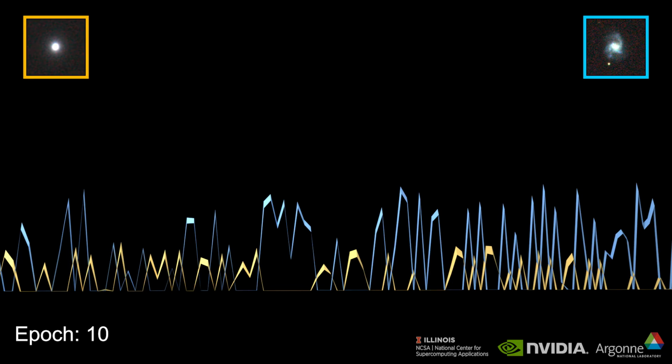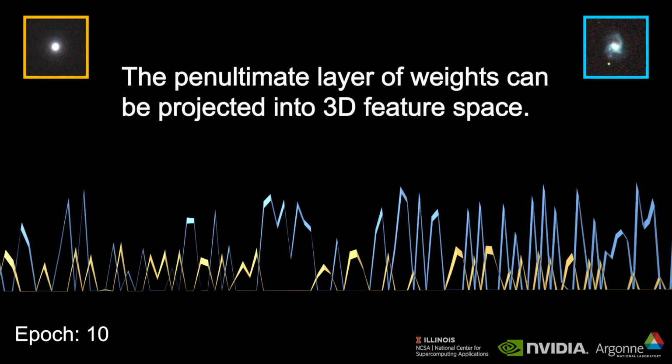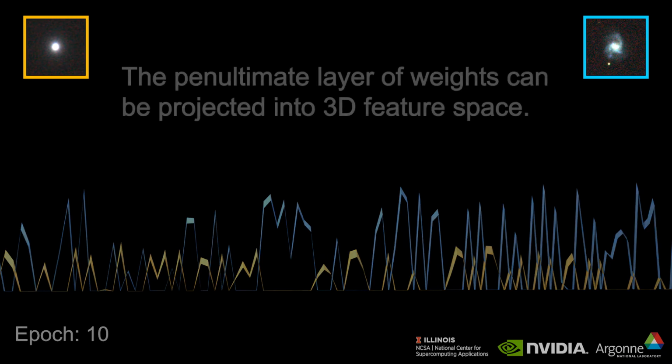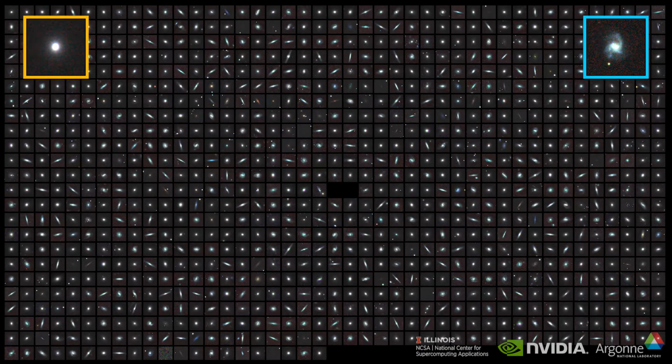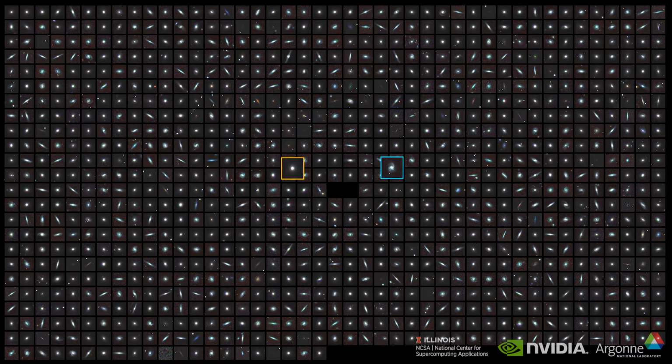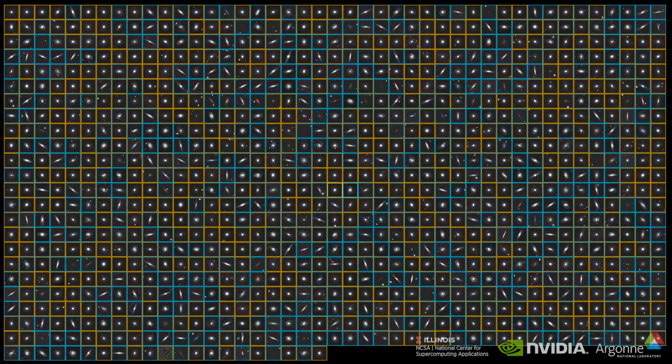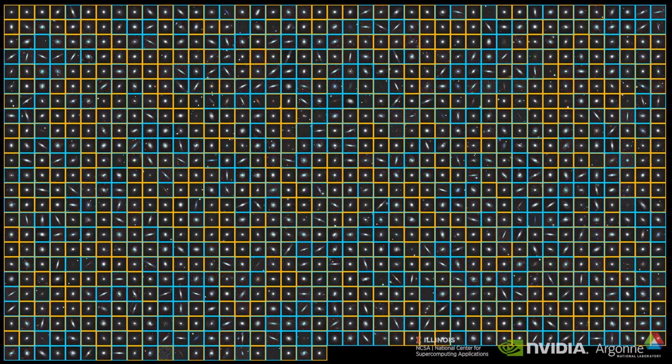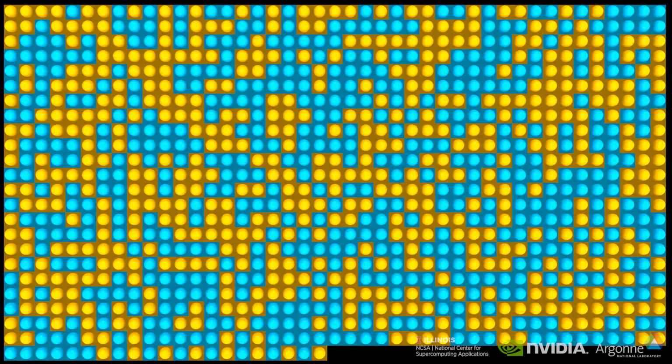The penultimate layer of weights after training are a little over 1,000 parameters, which we can represent in three-dimensional space using a projection algorithm. The projection algorithm essentially condenses the relevant information which the network has learned and allows us to visualize its representation of the spiral and elliptical galaxies. Let us view the training of the network again for all of these galaxy images. Spiral galaxies are shown in blue and elliptical galaxies in yellow.